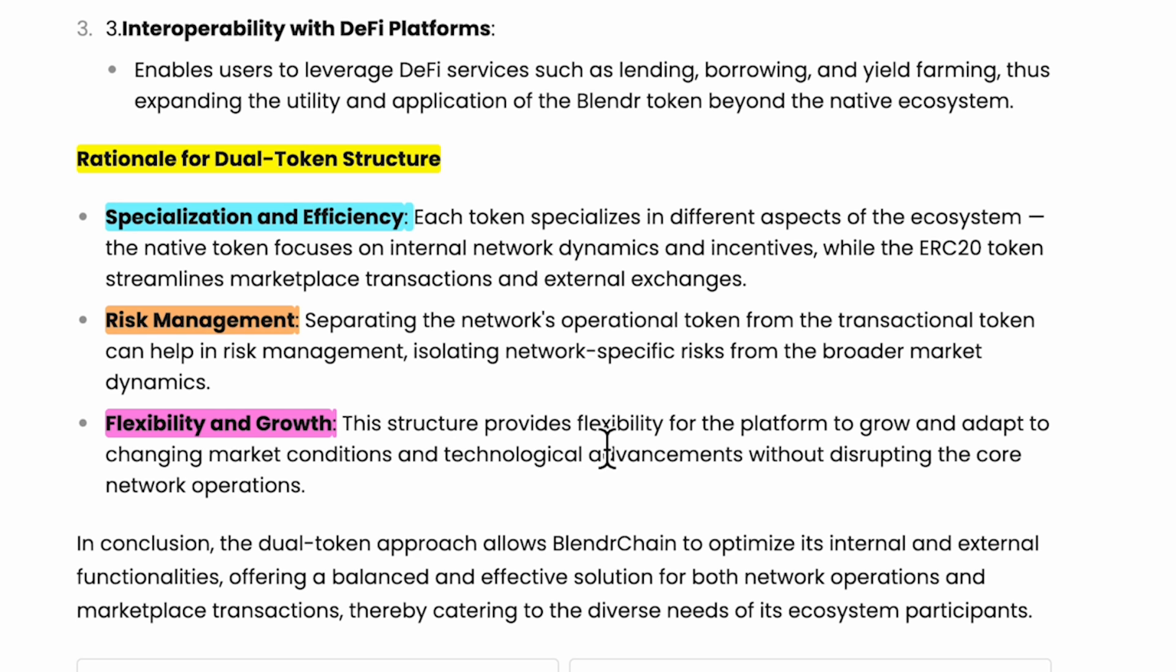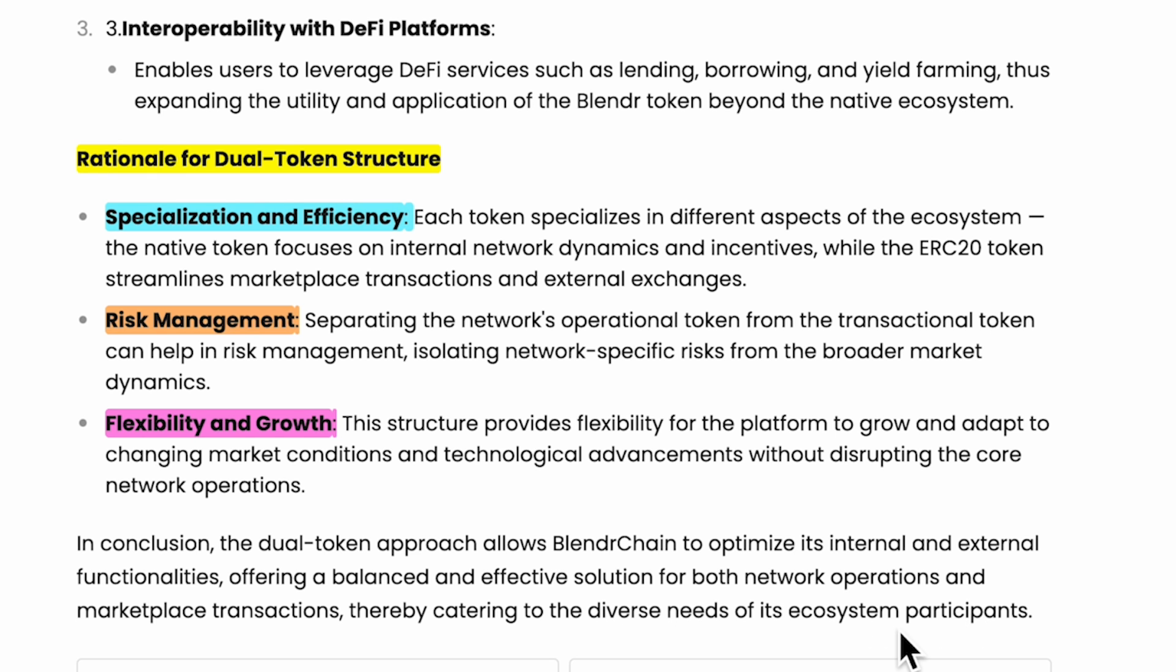Flexibility and growth: this structure provides flexibility for the platform to grow and adapt to changing market conditions and technological advancements without disturbing the core network operations. In conclusion, the dual token approach allows Blendr Chain to optimize its internal and external functionalities, offering a balanced and effective solution for both network operations and marketplace transactions, thereby catering to the diverse needs of its ecosystem participants.